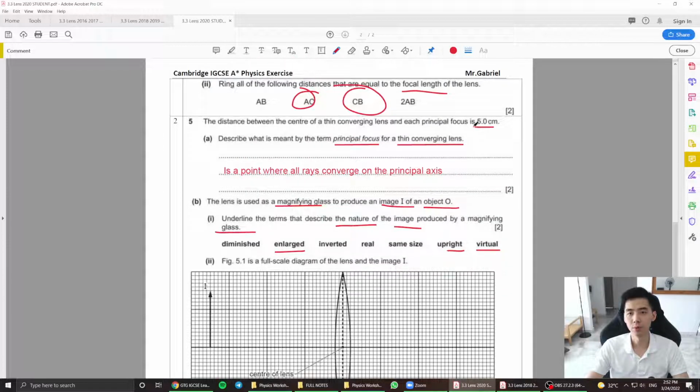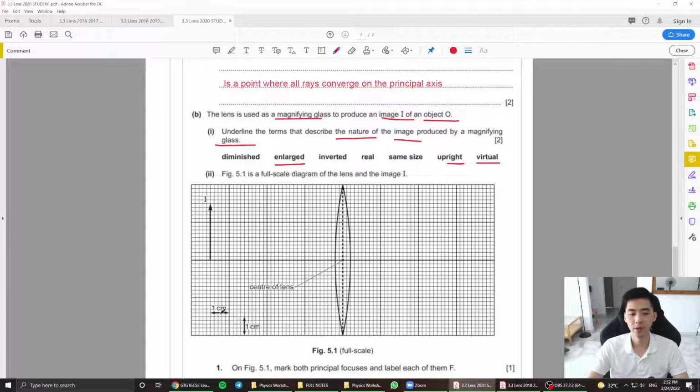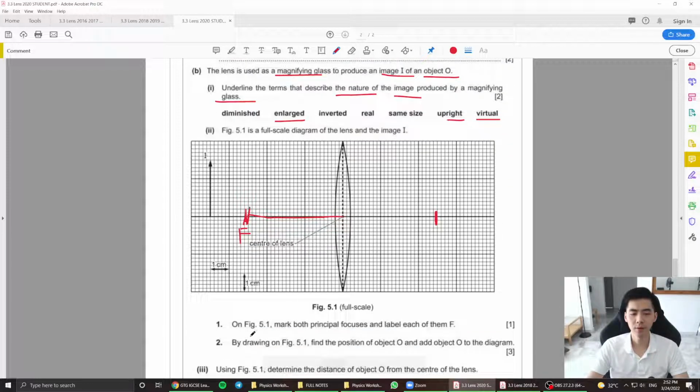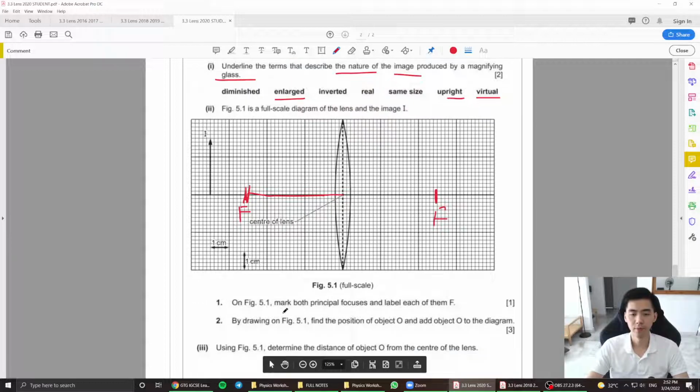How much is the principal focus? 5 cm away. Each 5 boxes is 1 cm, so 1 cm, 2 cm, 3 cm, 4 cm, and 5 cm here. Somewhere around here, the principal focus. Same thing for this one as well. 1 cm, 2 cm, 3 cm, 4 cm, and 5 cm. Somewhere around here. Right. And after that, make sure you write F.